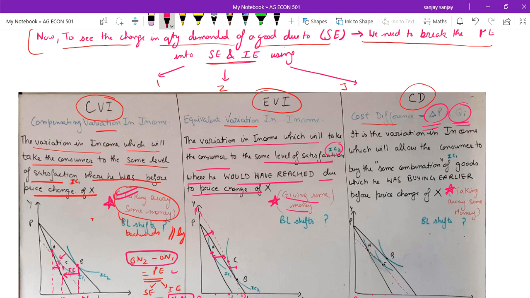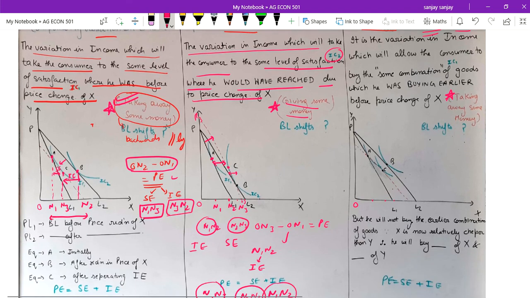Okay, let's move to the diagram straight away. Earlier, the budget line was PL1 and we were at point A. When the price of X reduced, the budget line became PL2. Earlier we were at A, now we went to B. Okay. Now N1, N3 is the change in quantity demanded due to change in price, that is price effect.